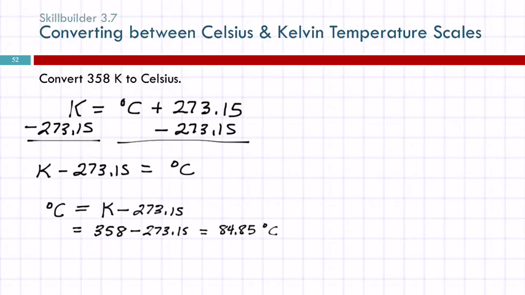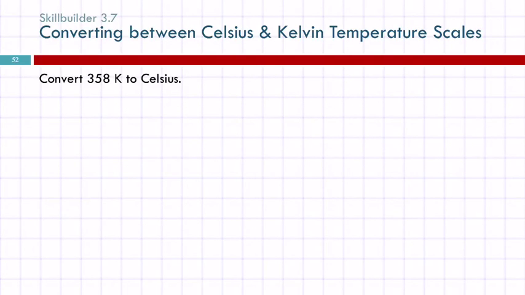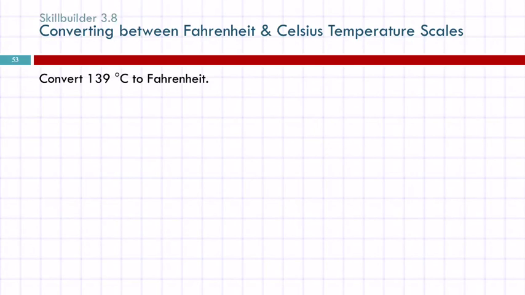What do we do with significant figures? Well, this is a subtracting problem, and so we need to look at, this is our original temperature. How many decimal places were there? None. And how many decimal places are in this constant? 2. So our answer then should have no decimal places. So we would round this to 85 degrees Celsius. Okay? Let's do another example. Let's convert 139 degrees Celsius to Fahrenheit.